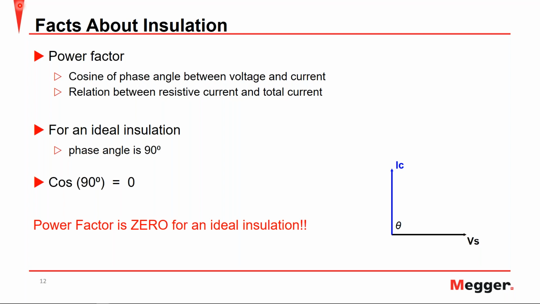Another way to look at this is the relation between the resistive current and the total current. Well, in the ideal situation, the total current is the capacitive current, so there is no relation between your resistive and total current, and therefore, again, your power factor is 0 for an ideal insulation.